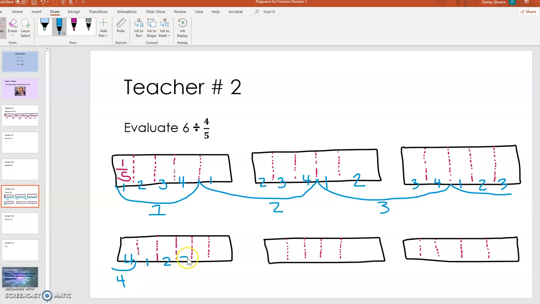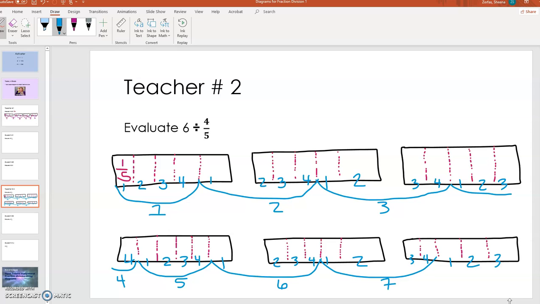1, 2, 3, 4. That's group 5. 1, 2, 3, 4. Group 6. 1, 2, 3, 4. Group 7. And so now we see this is what happens when we can't make a complete last group. So this is going to be a not whole number answer. So I'm going to have a mixed fraction.